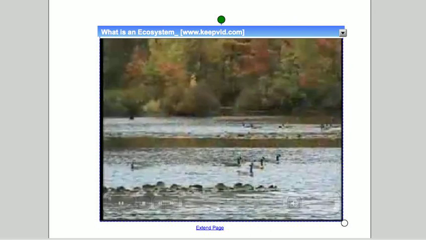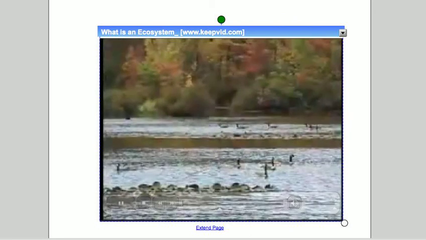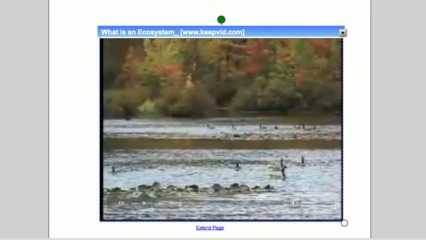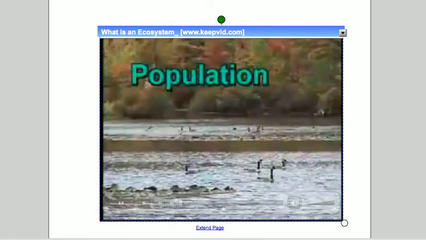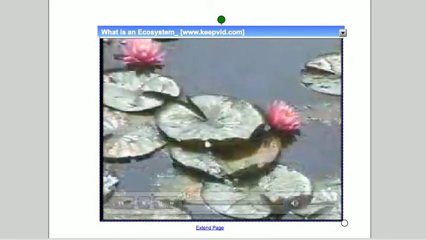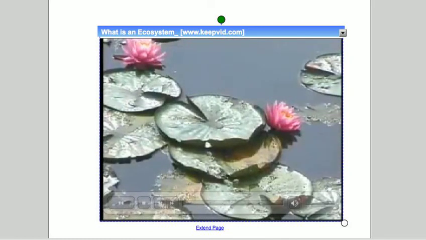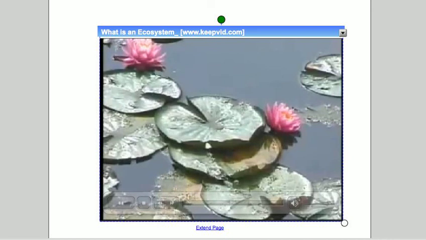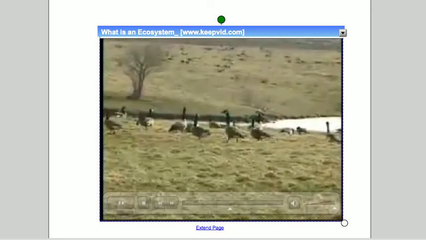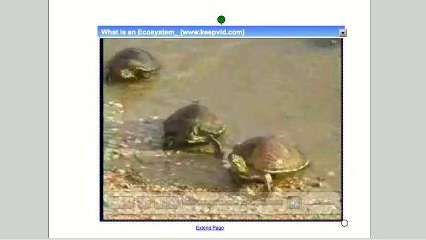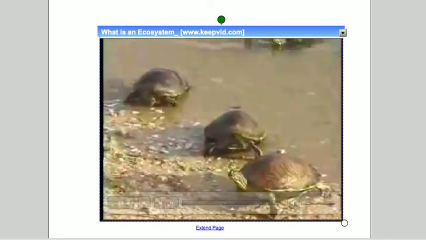They often appear and behave similarly, like these Canada geese. A group of the same species in the same area is called a population. For example, the water lilies in this pond make up a water lily population, and the geese in this field make up a population, as do the turtles in this pond.